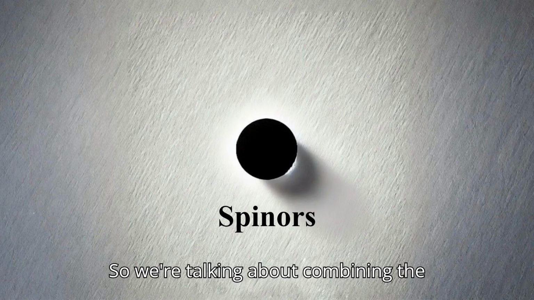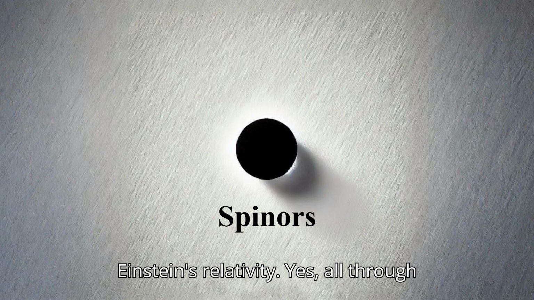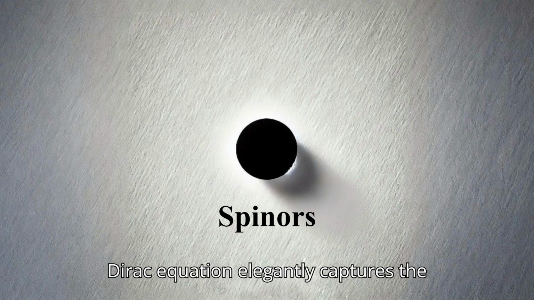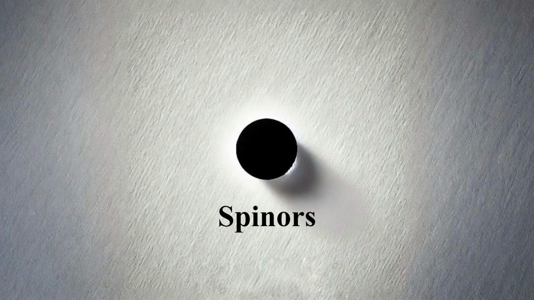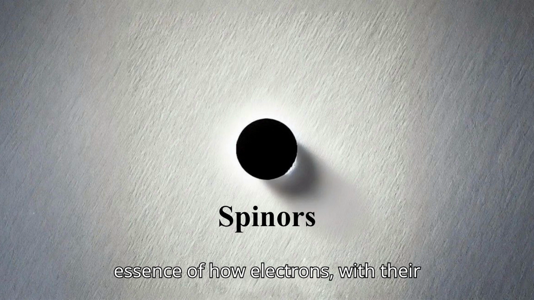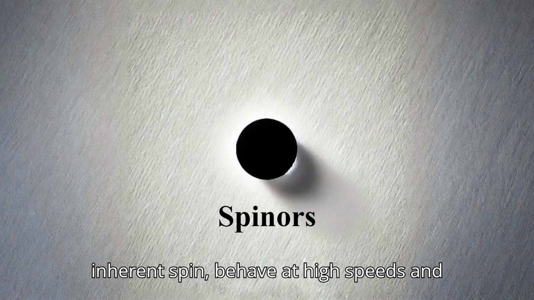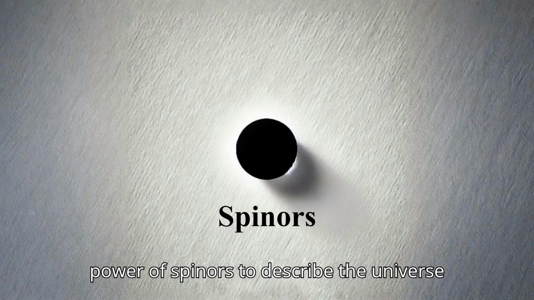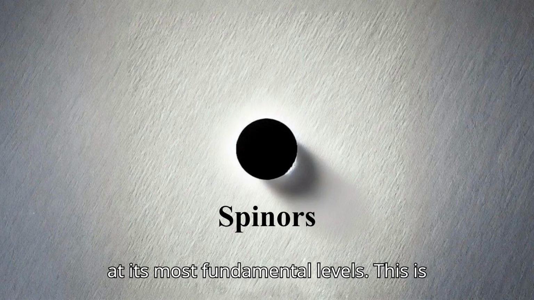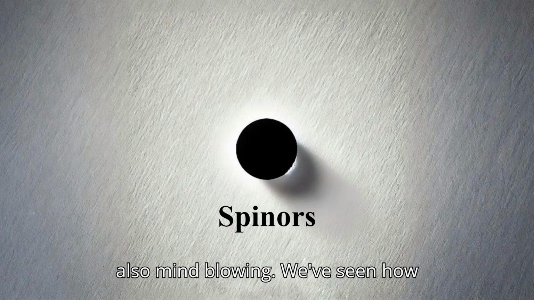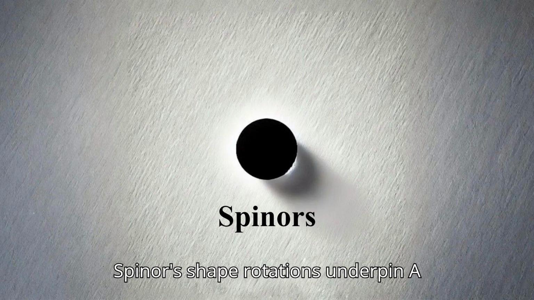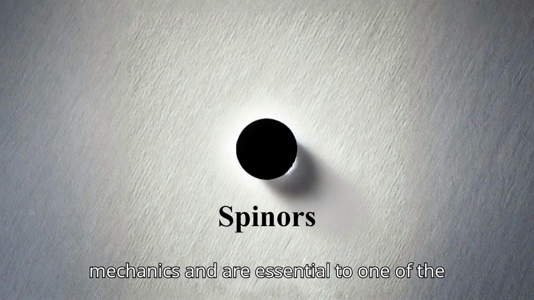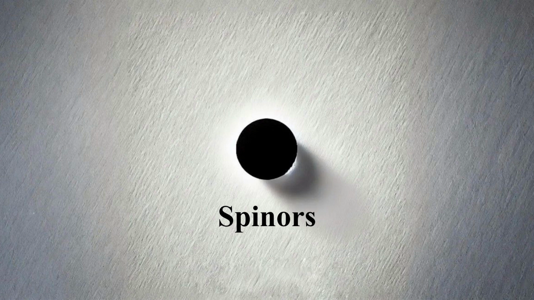So we're talking about combining the world of quantum mechanics with Einstein's relativity. Yes. All through the magic of spinors. Precisely. The Dirac equation elegantly captures the essence of how electrons, with their inherent spin, behave at high speeds and energies. It's a testament to the power of spinors to describe the universe at its most fundamental levels. This is all so mind-blowing. We've seen how spinors shape rotations, underpin a fundamental principle in quantum mechanics, and are essential to one of the most important equations in physics.